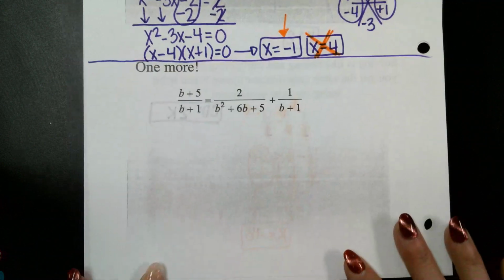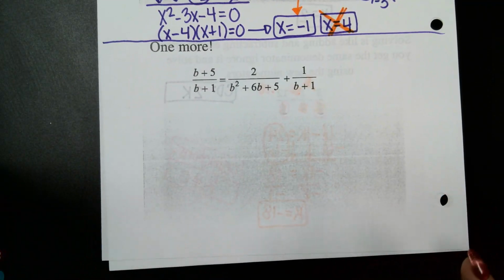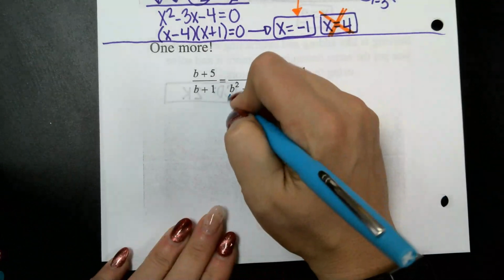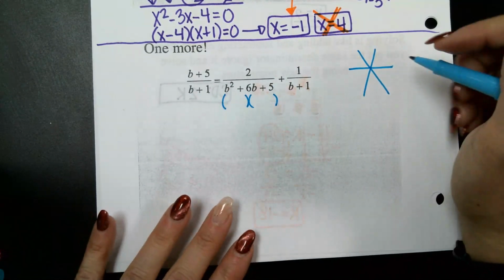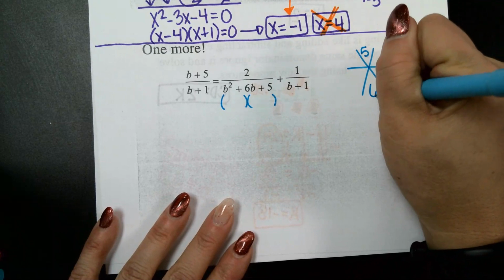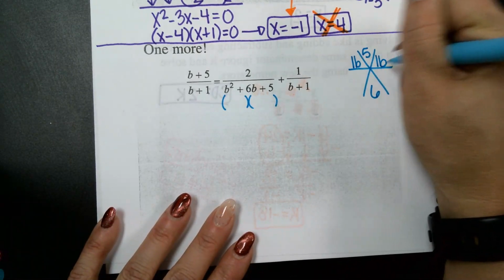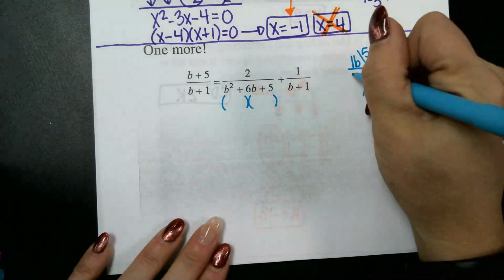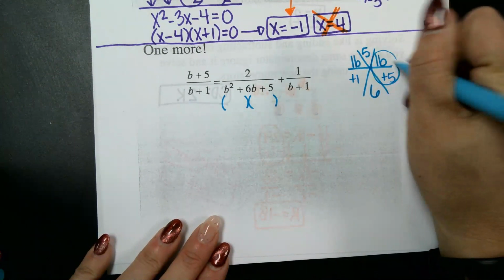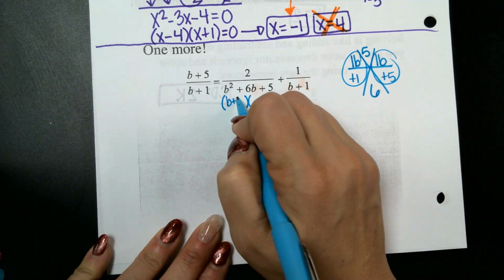All right, then one more. So if you guys look at all of your denominators again, tell me which one needs to be factored. Yeah, this middle one, I need to figure out what the two sets of parentheses are. So we're going to do an asterisk for that. We've got a 5 and a 6. What do you guys think? 1 and 5. Okay, so we have b plus 1 and b plus 5.